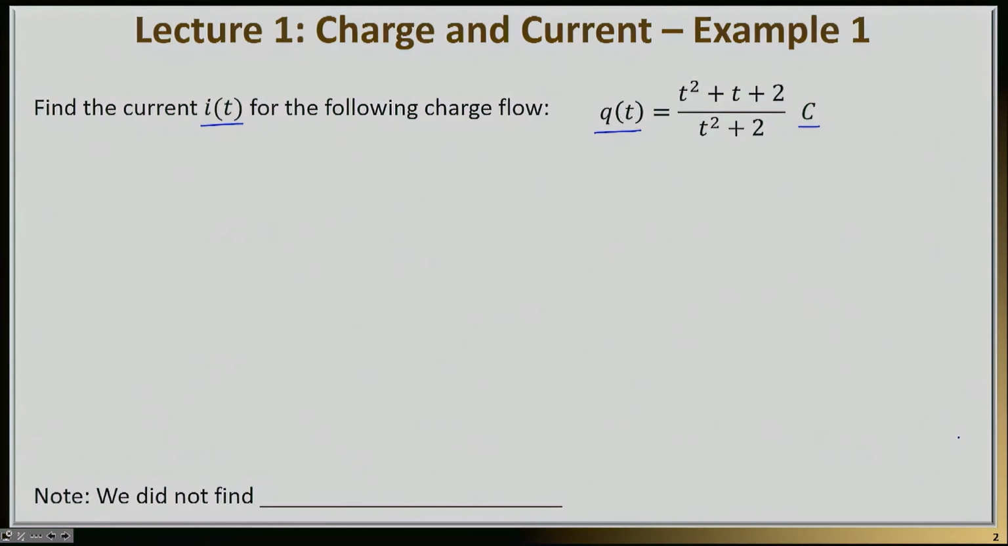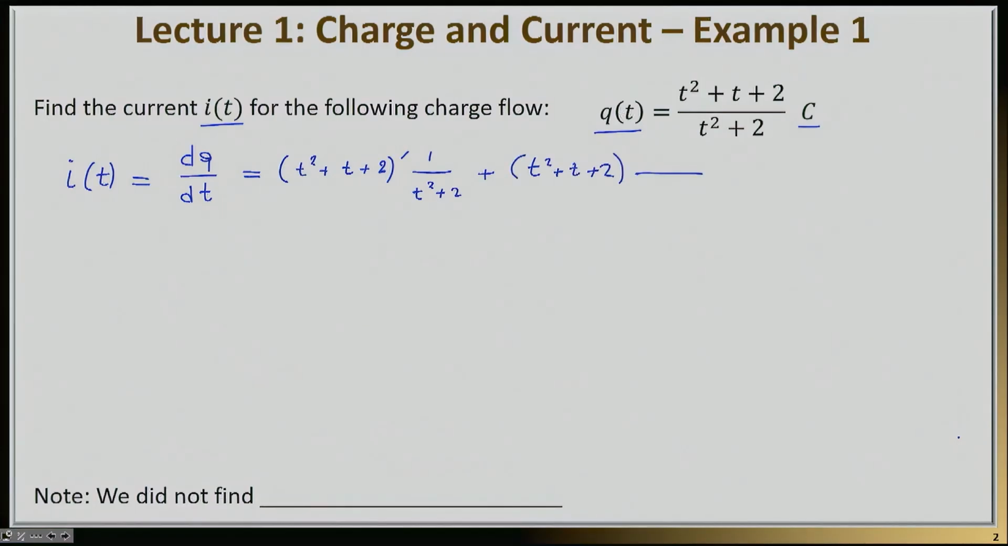As we have already covered in theory, we can directly calculate the current I simply by differentiating the charge. So I of t will be equal to dq/dt. And this is an operation that you can do quite easily by following, for example, the chain rule. I won't really do the chain rule here, but you could basically calculate this as saying the derivative of t squared plus t plus 2, times 1 over t squared plus 2, plus again t squared plus t plus 2 times the derivative of 1 over t squared plus 2.